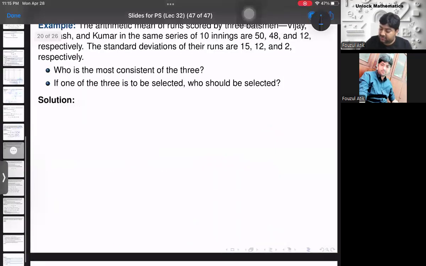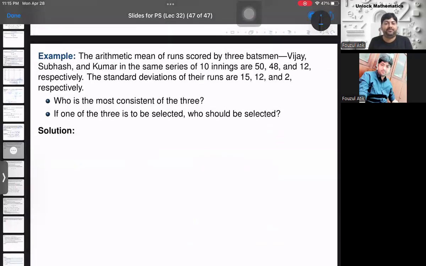But instead of that, I want to discuss this problem. The arithmetic mean of runs scored by three batsmen Vijay, Subhas, and Kumar in a series of 10 innings are 50, 48, and 12. That means their average is this many runs, and their standard deviations are 15, 12, and 2, respectively. Then you have to calculate who is the most consistent of these three.